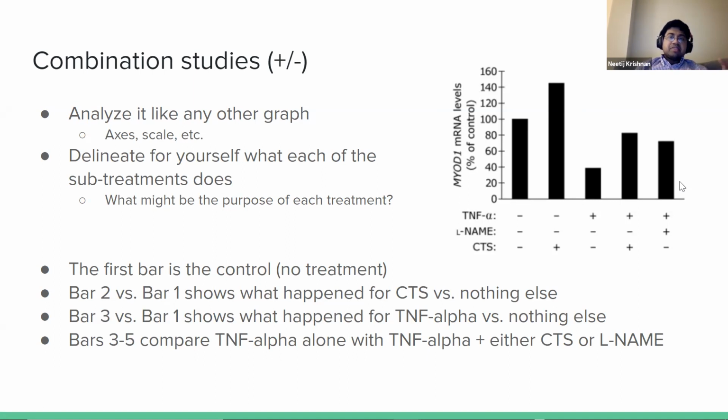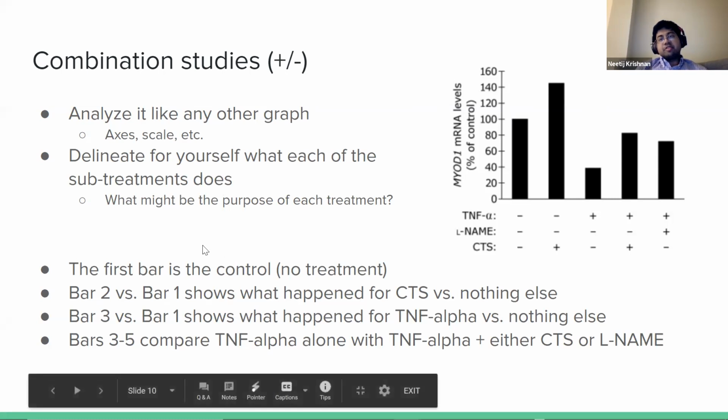So axes, okay, it's a bar graph, so there's individual discrete treatments. The y-axis is mRNA levels of a particular gene as a % of the control. And notice that that first column is control, so it's at 100%. That makes sense. And then now the question is, what might be the purpose of each treatment? That can tell us what conclusions might be important to draw from this graph.